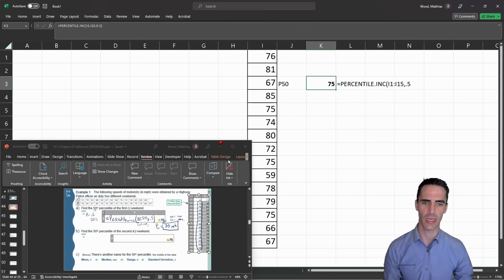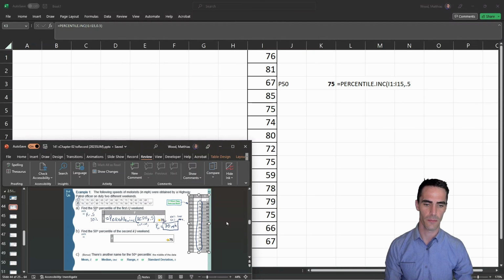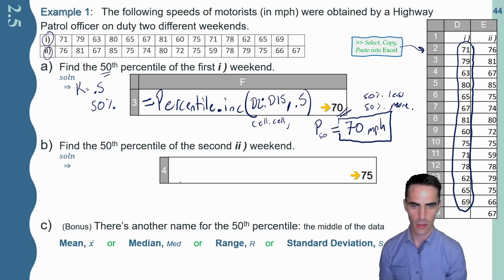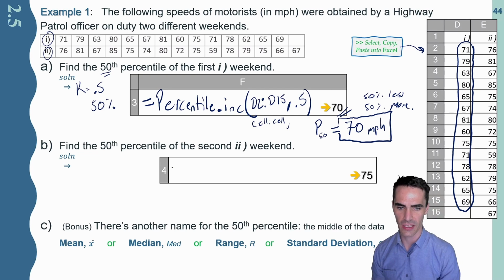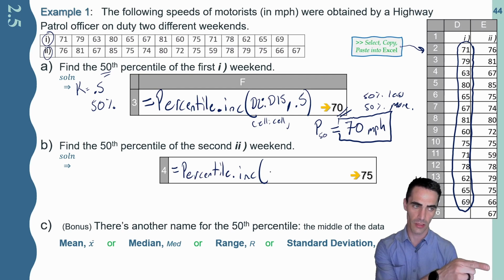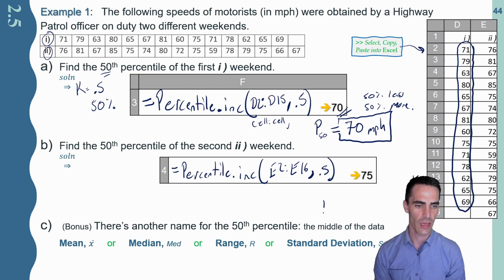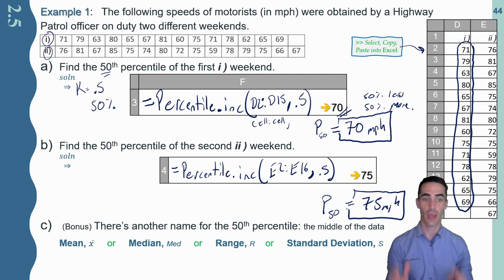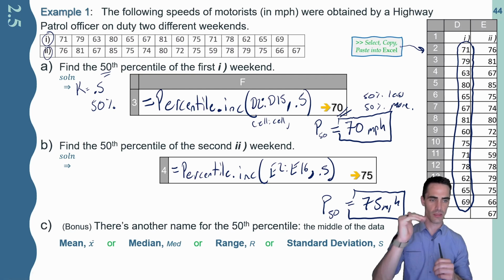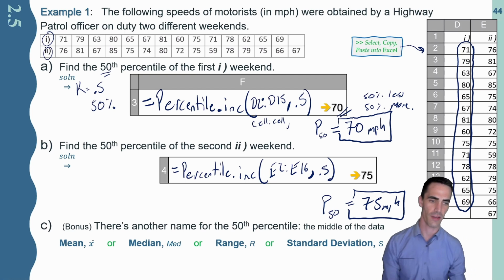Let's put it in and see if we can answer the rest of these questions. There we go. All right, let me fill it in mostly for posterity's sake here. And this P sub 50 for this second weekend was 75 miles per hour. Oof, these looks like they were going a bit faster in the middle, right? That's the middle speed. So 50% slower, 50% faster.